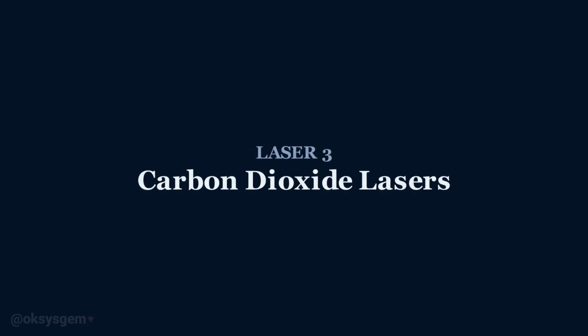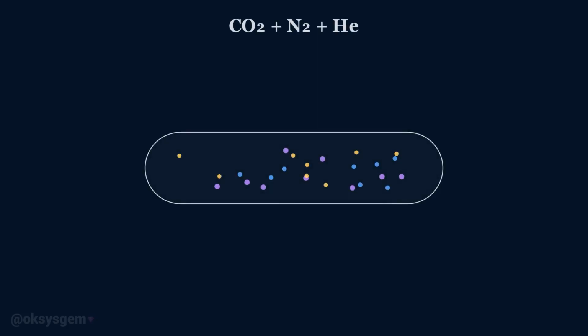Laser 3. Carbon dioxide lasers. The carbon dioxide laser is technically another gas laser, but it is important enough to deserve its own category because its behavior and applications are very different from something like a helium-neon laser. A CO2 laser usually contains a mixture of carbon dioxide, nitrogen, helium, and sometimes other gases.